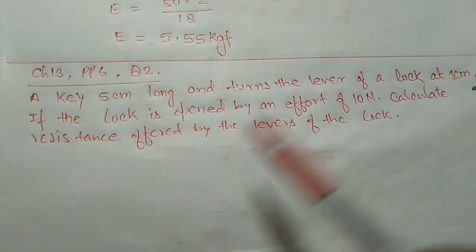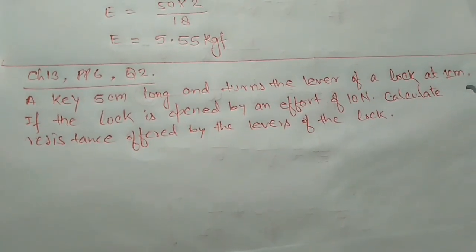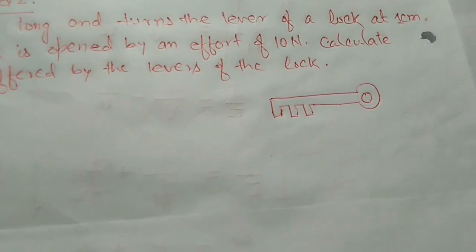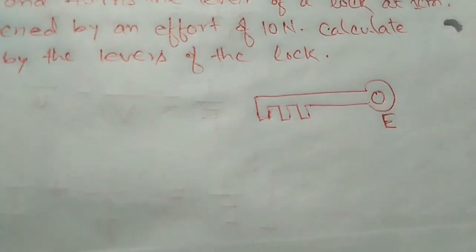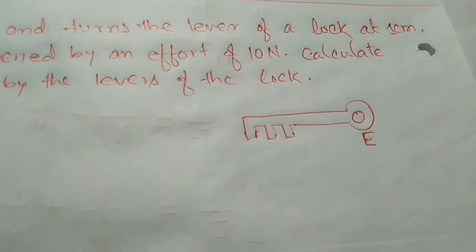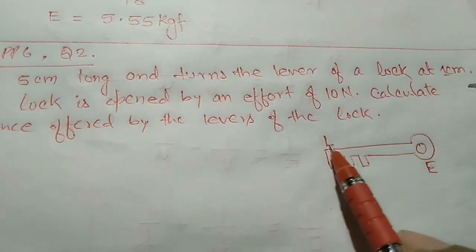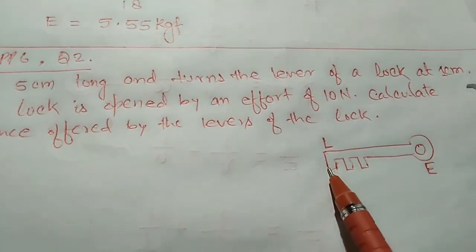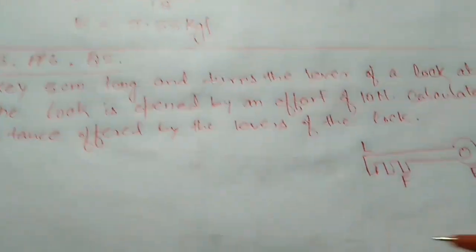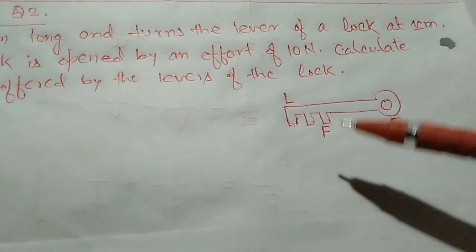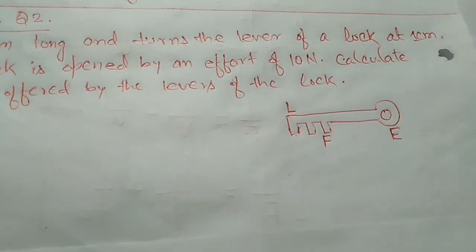So let's first draw the diagram for this, a key. Consider this is that key. Here we will apply an effort. Here will be the lever to open the lock, so this will be the load. And this point is turning inside the lock, so it is acting as the fulcrum.